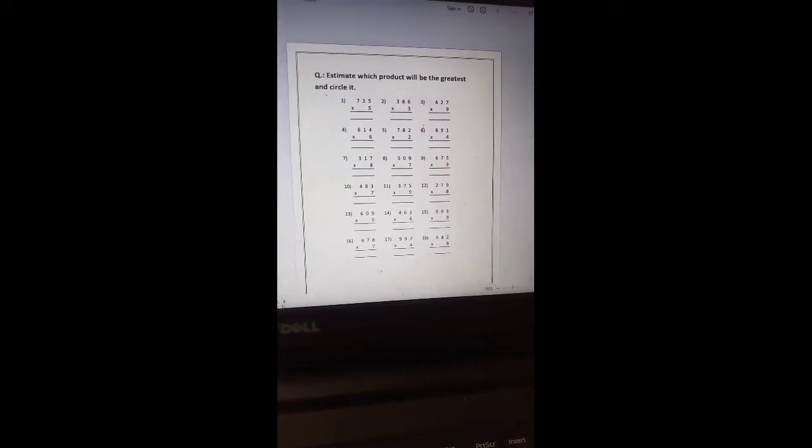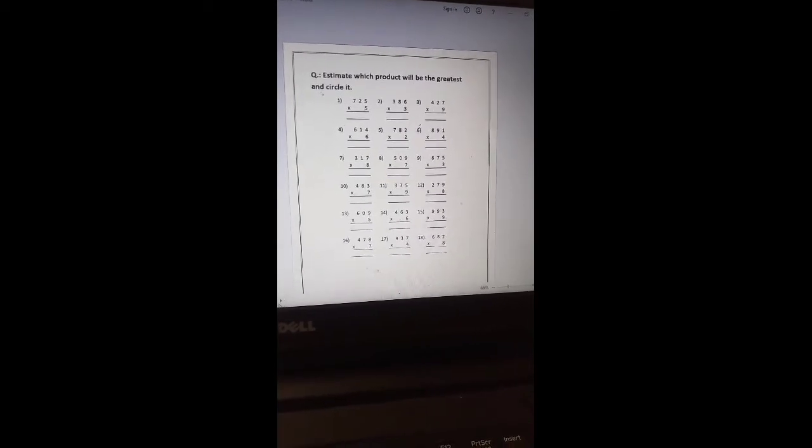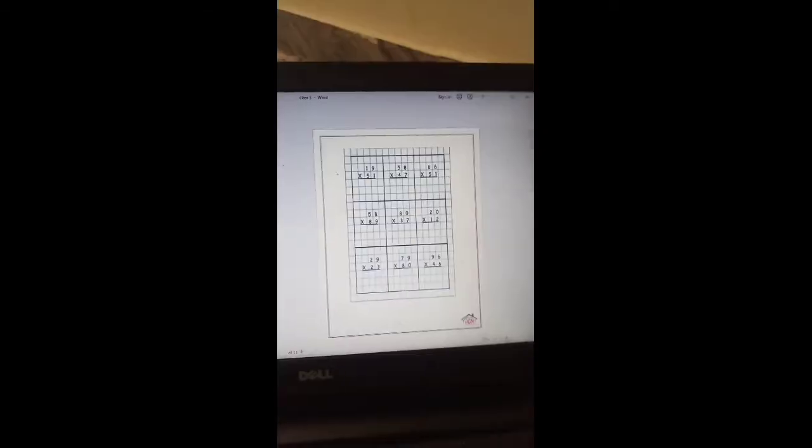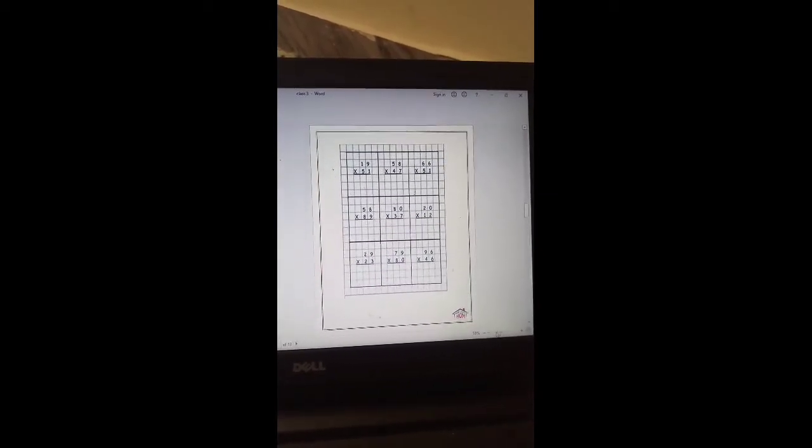The question is estimate which product will be the greatest and circle it. You have to find the product of all these questions and then circle the greater product. And the same procedure goes for these questions. You have to find the product and you have to circle the greater product.